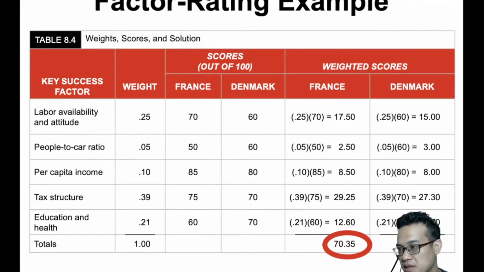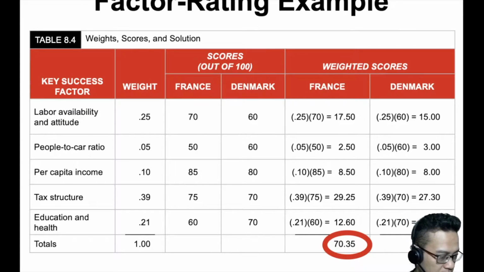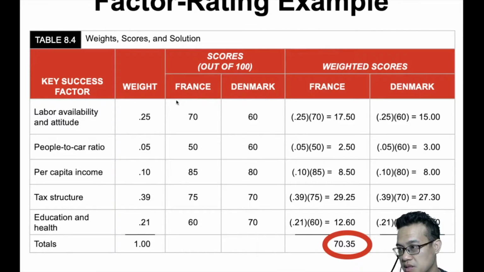And then the next thing they need to do is develop a scale, whether you want to use 1 to 10, 1 to 5, or 1 to 100. In this case, they are using a 1 to 100 score. For each of the key success factors, they score each location out of 100: 70 out of 100, 60 out of 100, 50 out of 100, 60 out of 100. So they score each of these factors for both countries.